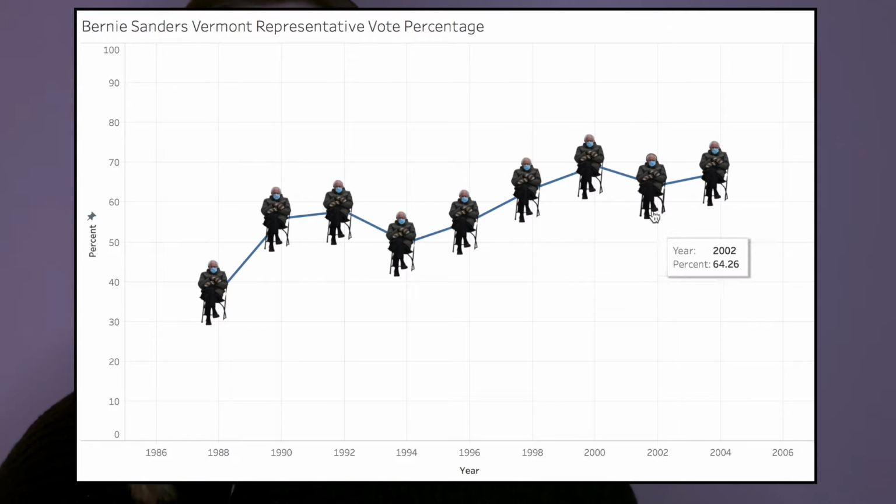This week I had a whole different video planned, but then this happened. Bernie Sanders and his mittens took the internet by storm, so I couldn't help but get in on the fun, and I thought this would be a great opportunity to show you how to add custom shapes to your Tableau plots, even Bernie Sanders on his chair. So let's check it out.